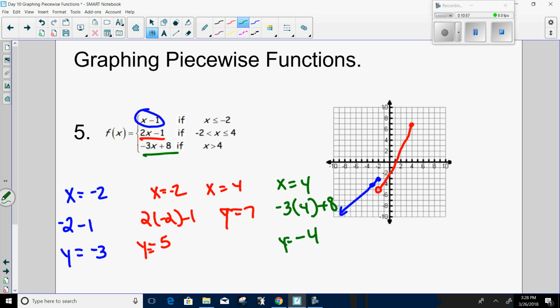Then do the same thing for x equals 4, y equals -4, and I would put an open circle right there because I cannot equal 4. It has to be open. And then my slope is -3, so I go down 3, right 1. Down 3, right 1, and put a graph in like so.